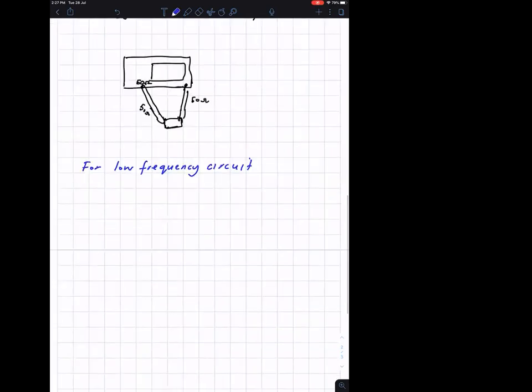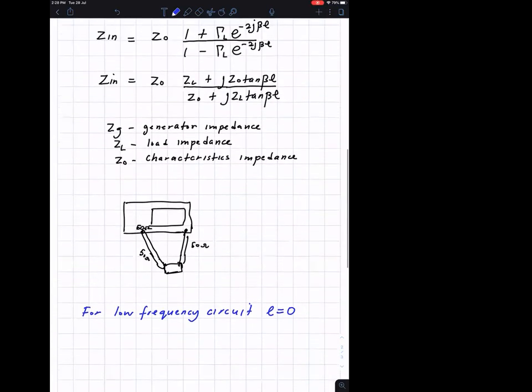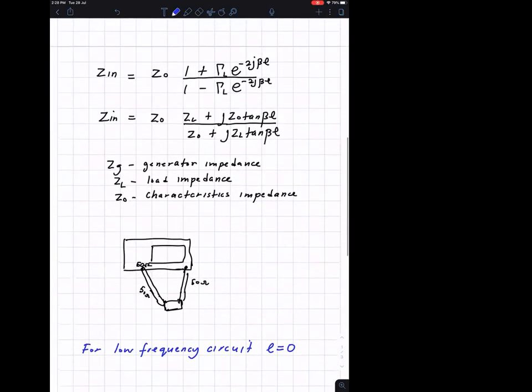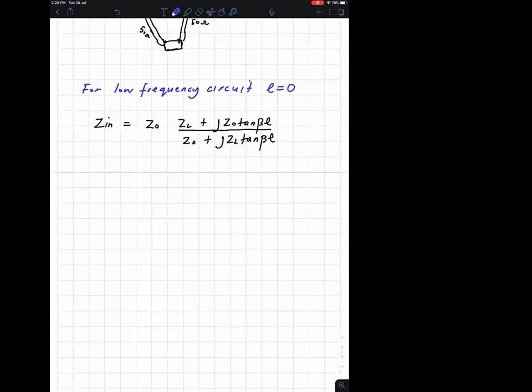Okay, there's no transmission line for low frequency circuit, and then we assume the length of the transmission line is 0 because we don't care about the length of the cable that is connecting the generator to the load. In this case, see what happens to this formula. Then this part here is going to be 0. And this part also is going to be 0. Tangent of 0 is also 0.